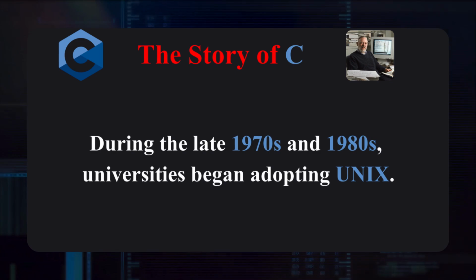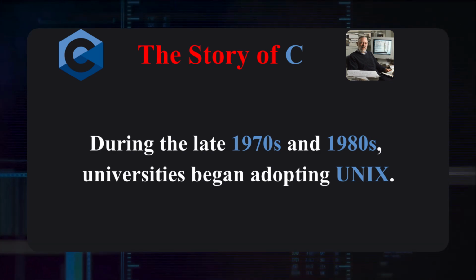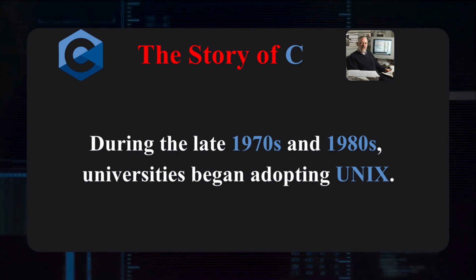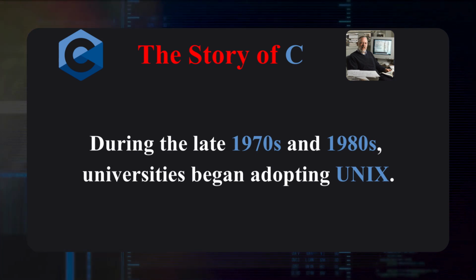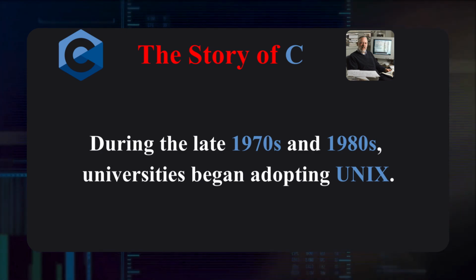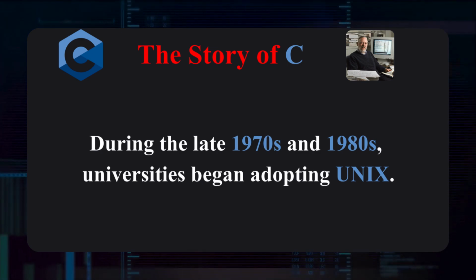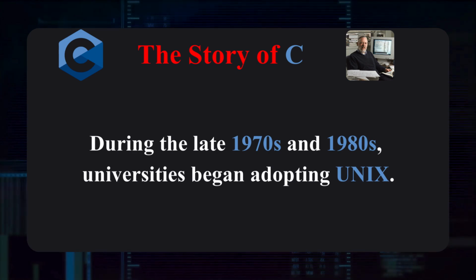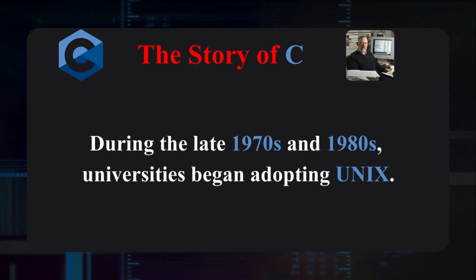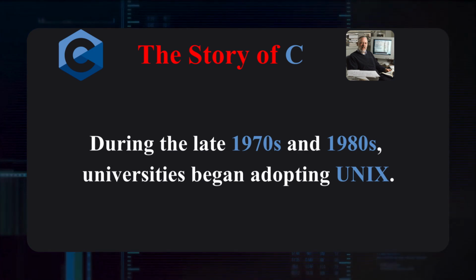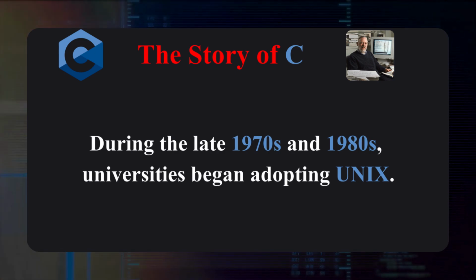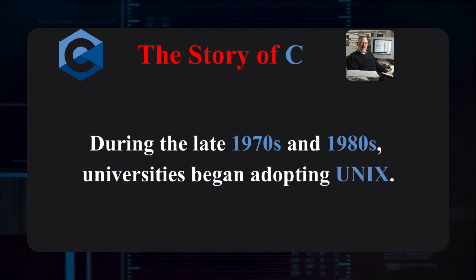In 1978, a book was published that helped C explode in popularity. The book, named The C Programming Language, was written by Brian Kernighan and Dennis Ritchie. This book became known as K&R C. It wasn't just a manual, it was clear, elegant, and practical. For many programmers, this book was their introduction to C, and it became legendary.